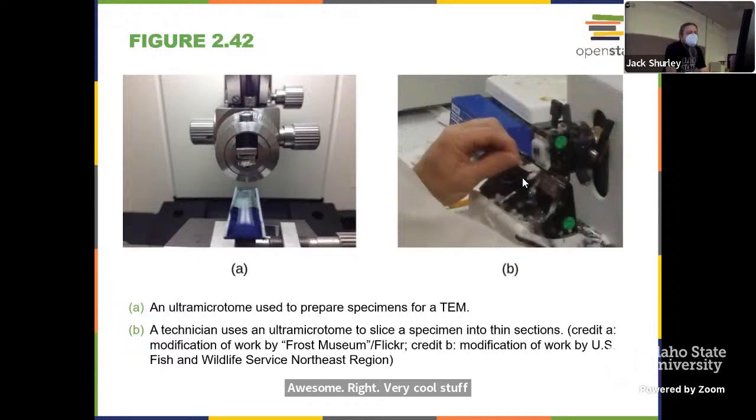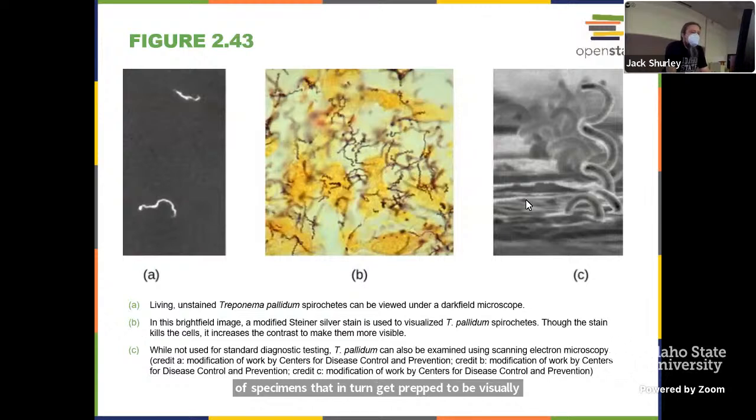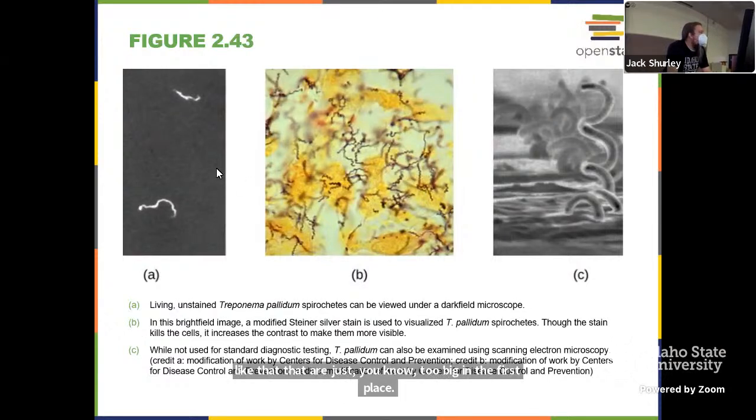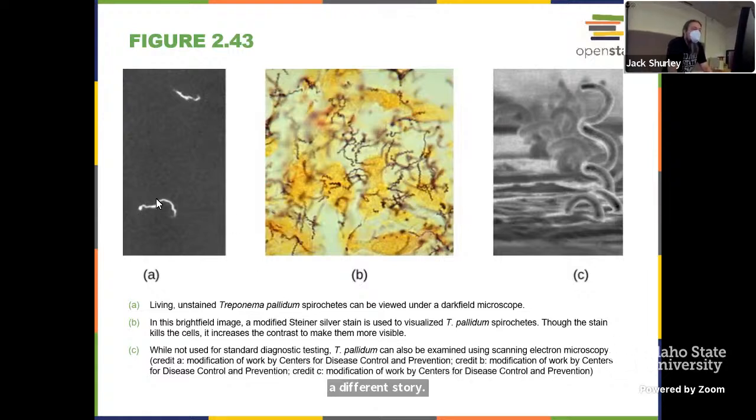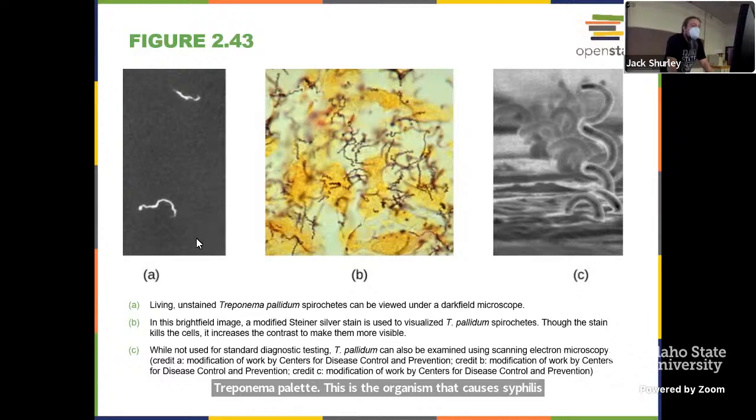And there's all sorts of specimens that get prepped to be visualized like that, that are just too big in the first place to slap under the microscope. But a section of it that's sliced paper thin, that's a different story. Treponema pallidum, this is the organism that causes syphilis. Here we can see it unstained through dark field microscopy, then staining it up with bright field, and then some other over here. This is a scanning electron micrograph seeing the surface.